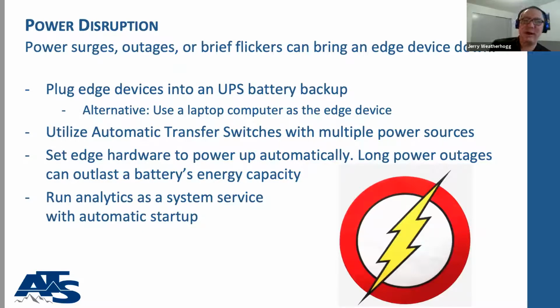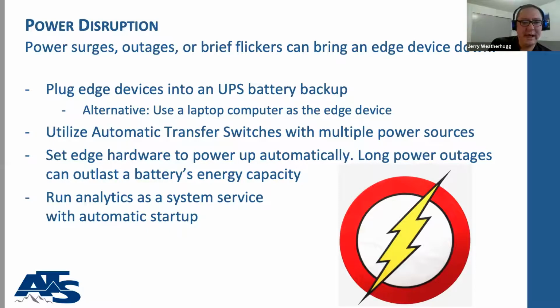Probably the most common issue is power disruptions. Surges, outages, brief flickers can bring an edge device down. An easy way to resolve that is by using a UPS battery backup that costs maybe $50 at Office Depot, something that can provide power for a short period of time if there's any interruption in power. An easy alternative, if you don't have $50, is to use a spare laptop computer to run your edge analytics and utilize the laptop's battery.